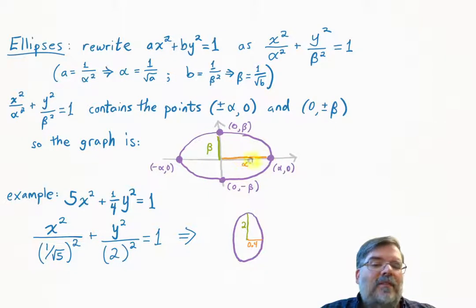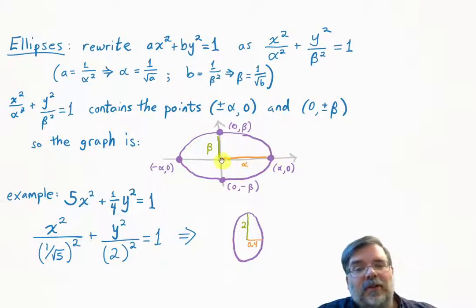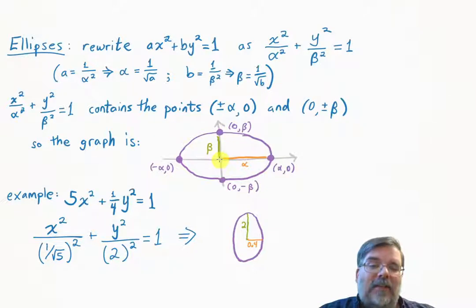In fact, you can think of alpha and beta almost as radii of this curve. A circle really only has 1 radius, an ellipse has 2. And sometimes these are also called the major and minor axes of the ellipse. But those words won't really be important. The important thing is to identify some points on your curve and draw a rough sketch of what the ellipse would look like.